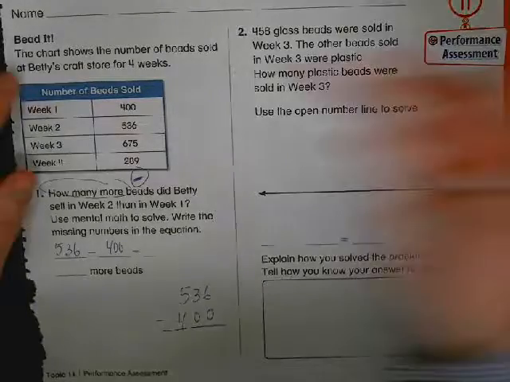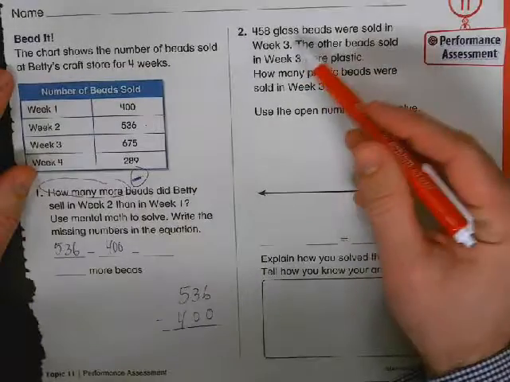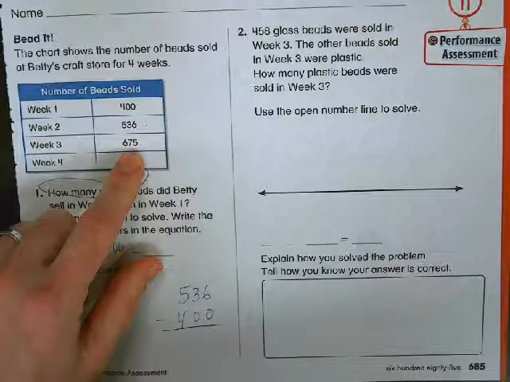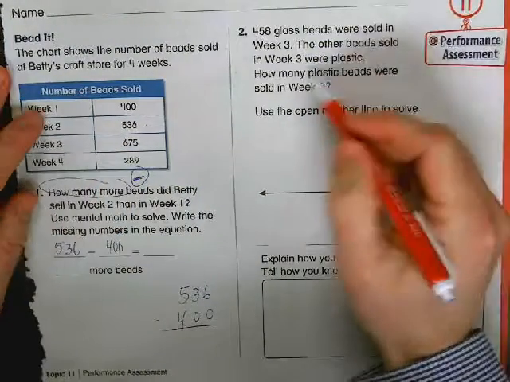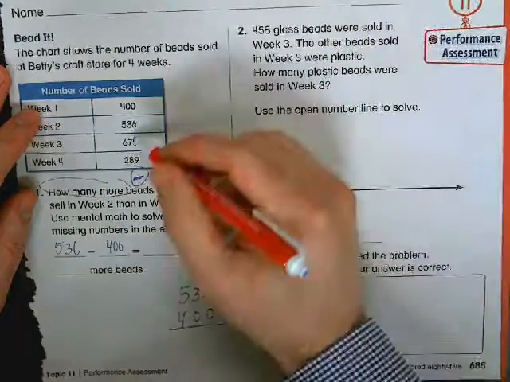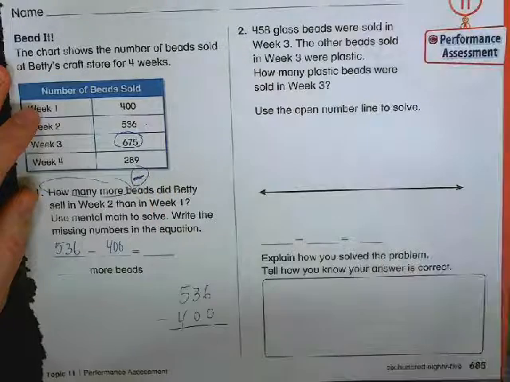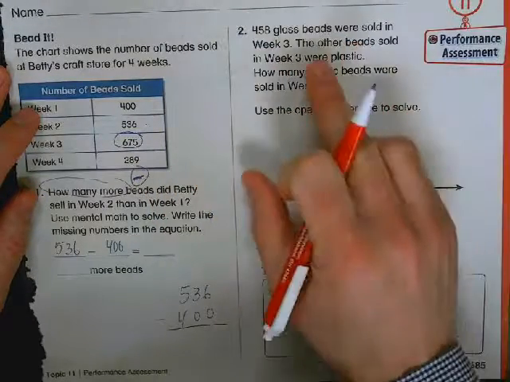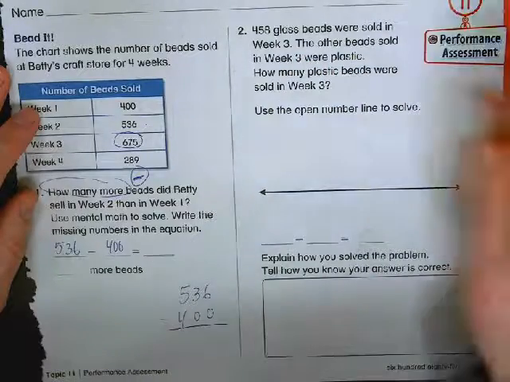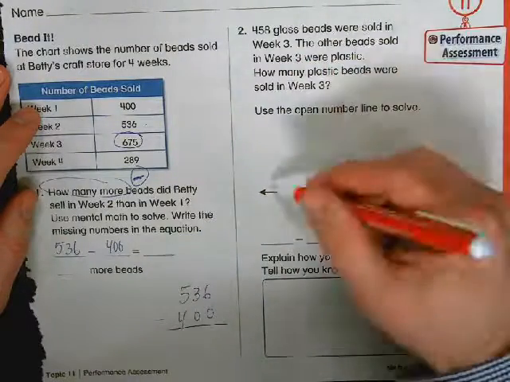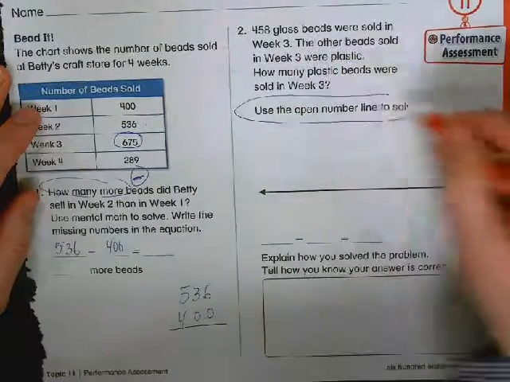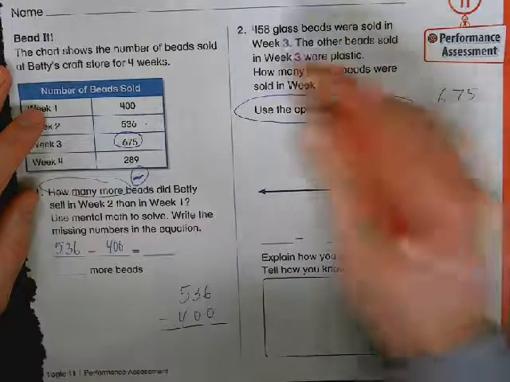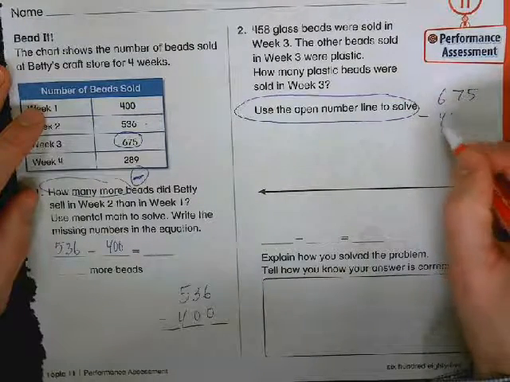Over number 2, it's this same chart. It says 458 glass beads were sold in week 3. The other beads sold in week 3 were plastic. So there's 2 types of beads in week 3. So 675 total. 458 of those were glass. The other ones were plastic. So you're just essentially using an open number line to solve. It says use the open number line to solve. You're subtracting 675 minus 458.